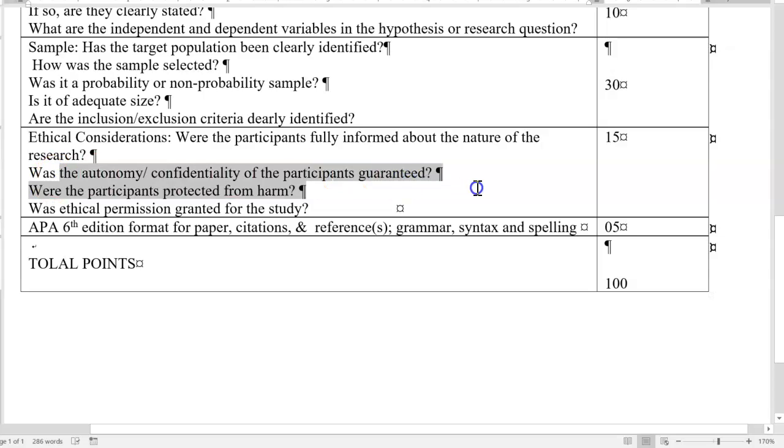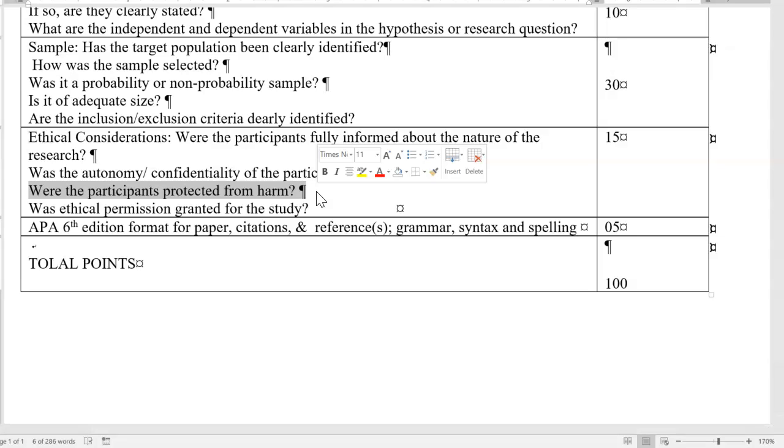Was the autonomy and confidentiality of the participants guaranteed? Well, they didn't say, but they said they are maintaining all of the standards of Helsinki, so we assume yes. Were the patients protected from harm? Again, unless you know what Helsinki and everything else entails, you wouldn't necessarily know from reading the paper itself. And was ethical permission granted for the study? Yes, it clearly says that it was authorized by the Institutional Review Board of both the university and the hospital.